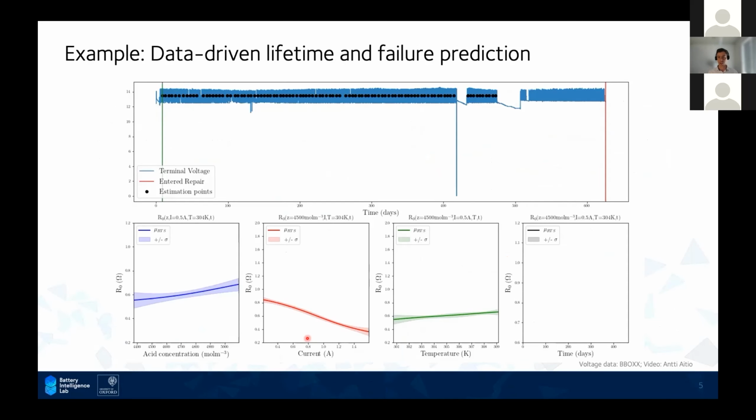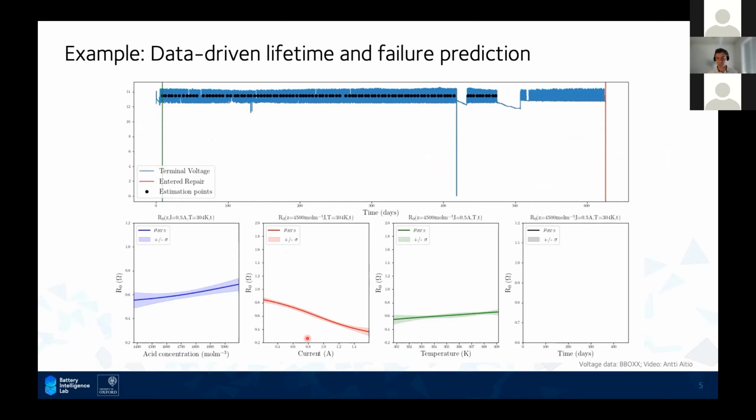The next area of interest is something that we are currently doing a lot of work on in my group, and this is trying to estimate battery life and predict failure from field data. This graph shows about 1.5 years of voltage measurements, actually from a lead acid system, but the principle applies equally well to lithium ion.